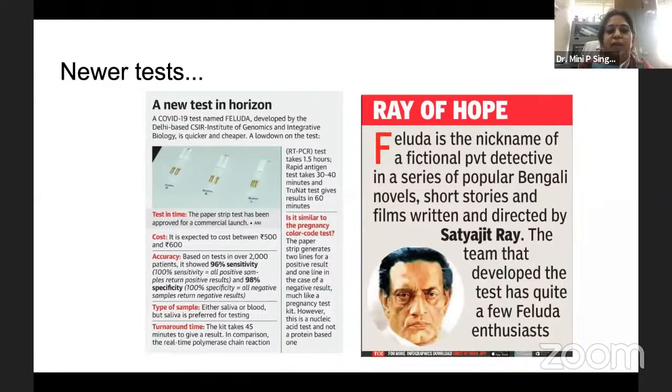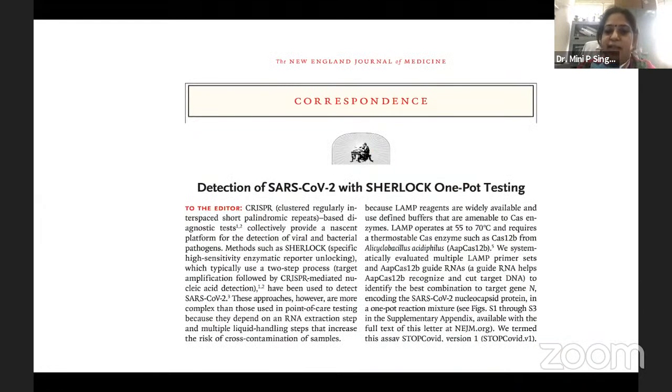These are some of the new tests which are coming up. This is a test known as Feluda, and this is a paper strip test. The advantage is that this is cheaper, like antigen detection, but it is very, very sensitive, equivalent to real-time PCR. Antigen detection had a sensitivity of only 50 to 80%, but this has a sensitivity of more than 90 to 95%. This has just been launched and is expected to be in the market very soon. It would be really good because it will combine the ease of antigen testing with the sensitivity of PCR.